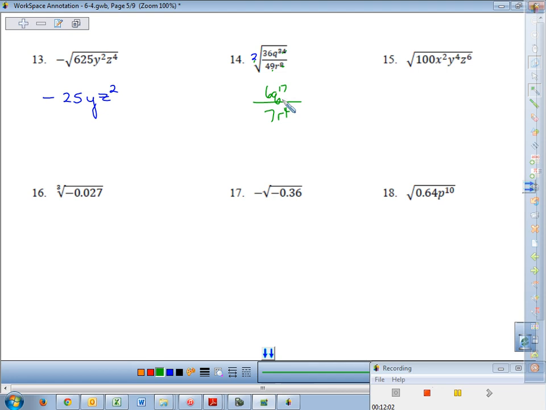Next class period, not the case, right? Not everything under there will be perfect. We'll have to simplify them. Today's super easy. Next, go. Yeah. 10x y squared z cubed.